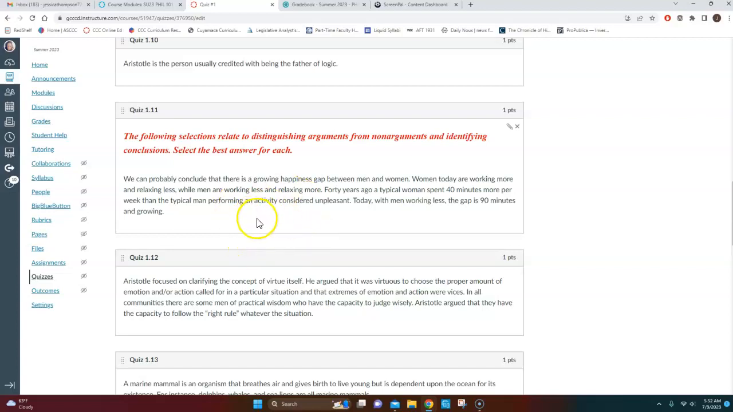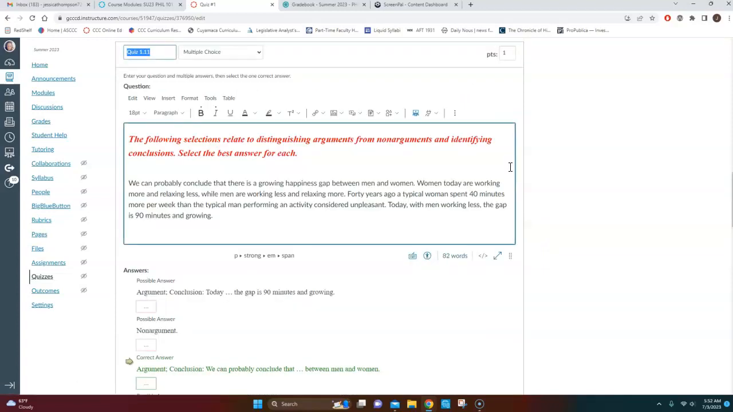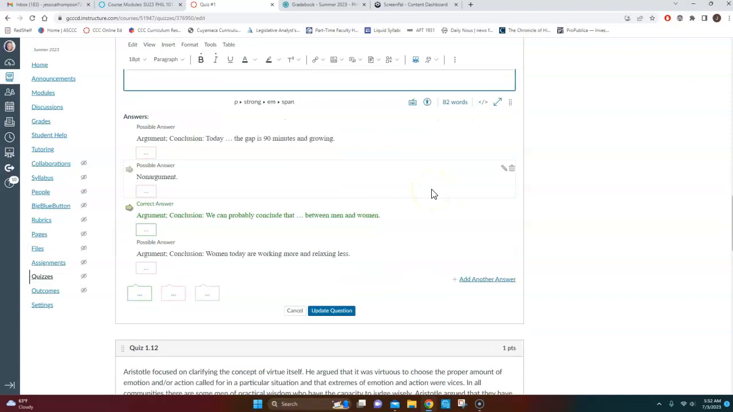So for each of these, your choices are going to look pretty similar. You're going to have non-argument as a choice. And then three of your choices will be, yes, this is an argument, and this is the conclusion. Or yes, it's an argument, and this is the conclusion. Or yes, it's an argument, and this is the conclusion, right? You only choose one from these in the second half of the quiz.